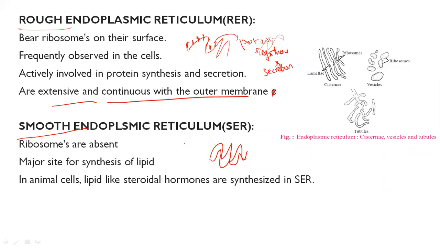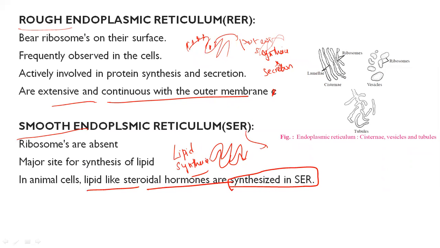But what is it important for? It is a major site for synthesis of lipids. It helps in lipid synthesis. All right. In animal cells, lipids like steroidal hormones are synthesized in smooth endoplasmic reticulum. So what does the smooth endoplasmic reticulum give? It gives steroidal hormones. All right. So what did we study here? We studied that rough endoplasmic reticulum is mainly for protein synthesis and secretion. They are extensive and continuous with the cell membrane. And smooth endoplasmic reticulum is mainly the site for lipid synthesis, and it also helps in synthesis of steroidal hormones.